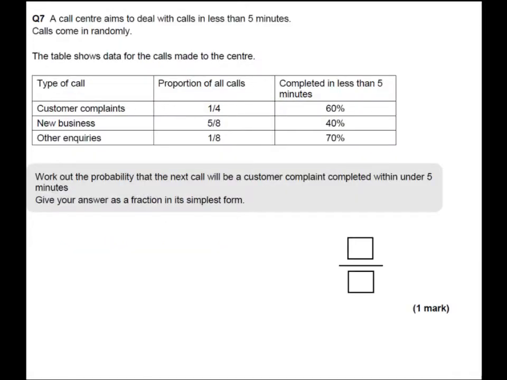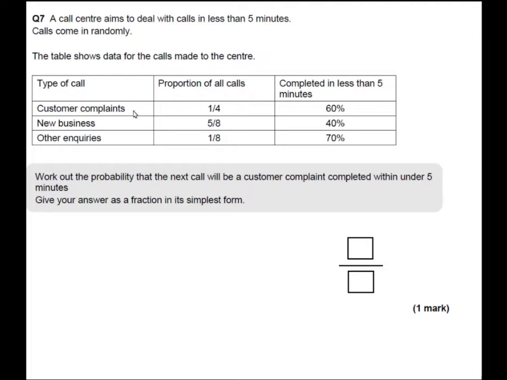Question 7. A call center aims to deal with calls in less than 5 minutes, and calls come in randomly. The table below shows data for the calls made to the center. So the proportion of the calls is a fraction, and the completed in less than 5 minutes is a percentage. Work out the probability that the next call will be a customer complaint completed within under 5 minutes. Give your answer as a fraction in its simplest form.